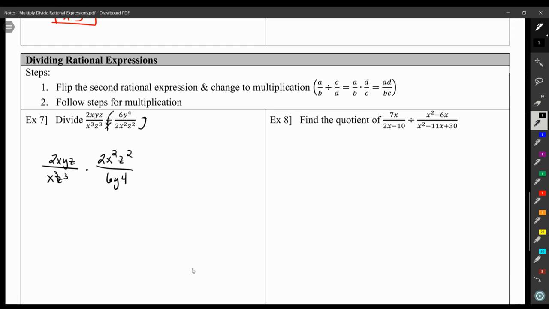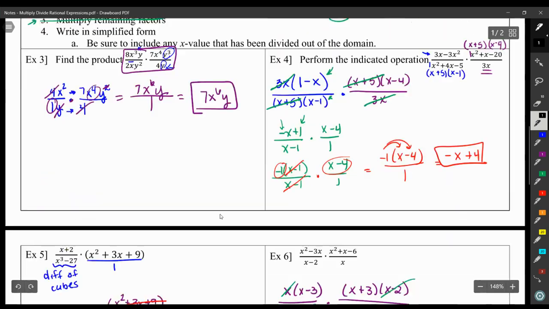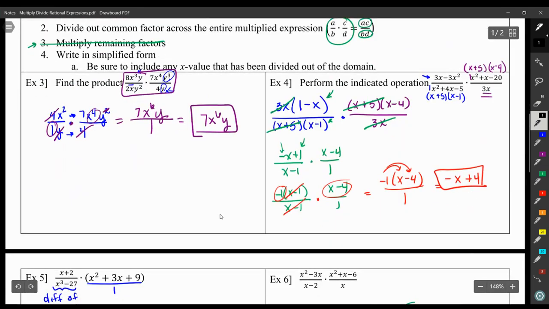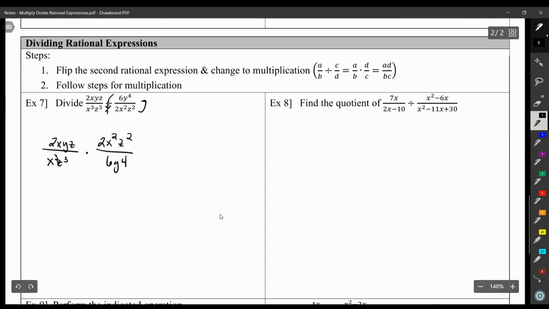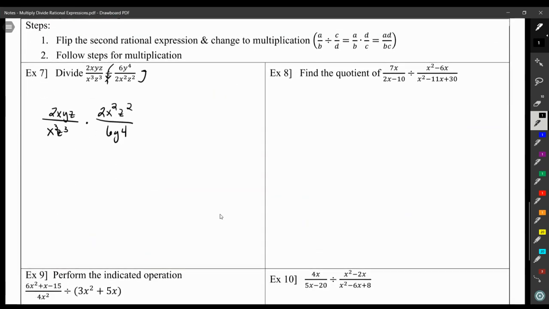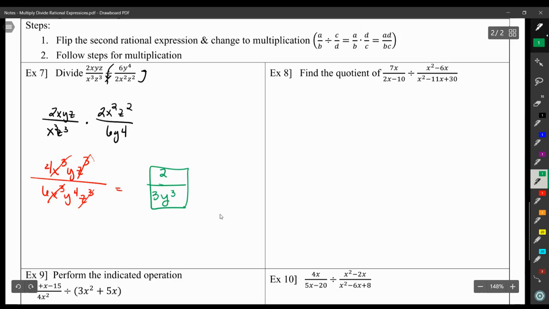And now that this is a multiplication problem, it looks very similar to this example number 3 we had at the very beginning of our multiplication section. So I want you to pause the video and try example 7 on your own. And here's your solution for example 7. Let's look at example 8 together, and then I will have you guys do 9 and 10 if you need some more examples.